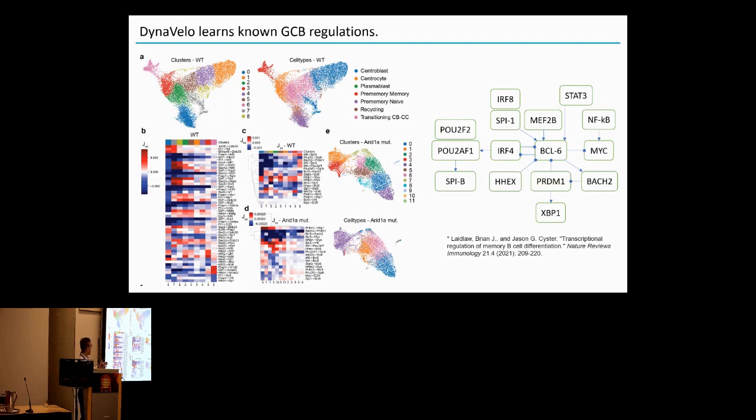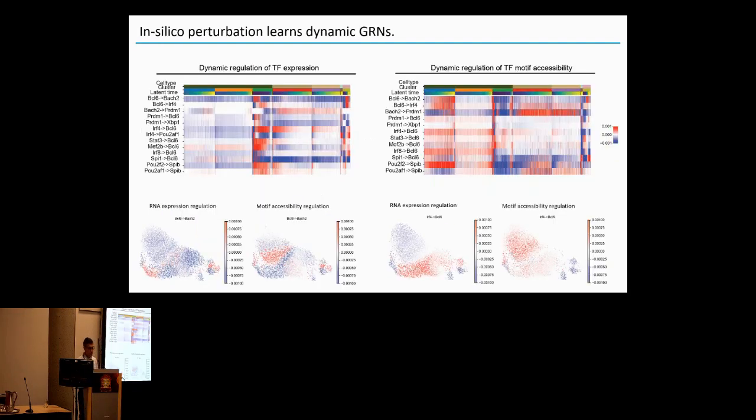negative regulation of HEX on BCL6. So it should be negative that we see here, but we're losing that negative regulation in the other ARID1A mutant samples. Another way of looking at this is to look at in silico perturbation instead of Jacobians. Basically, we in silico knock out these factors and we look at the change in velocities, how the RNA velocity is changing and how the motif velocity is changing.